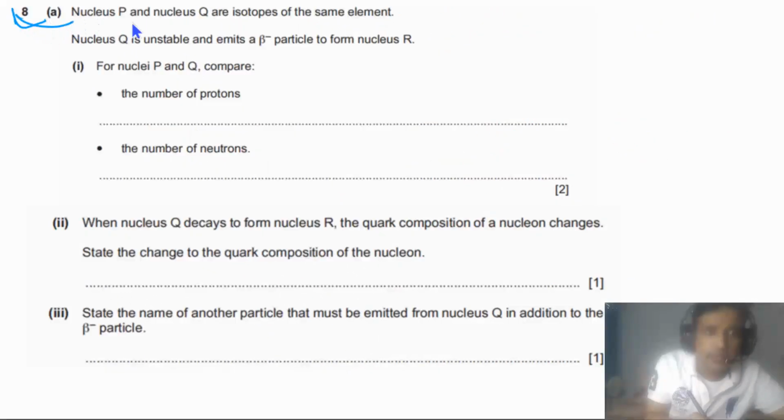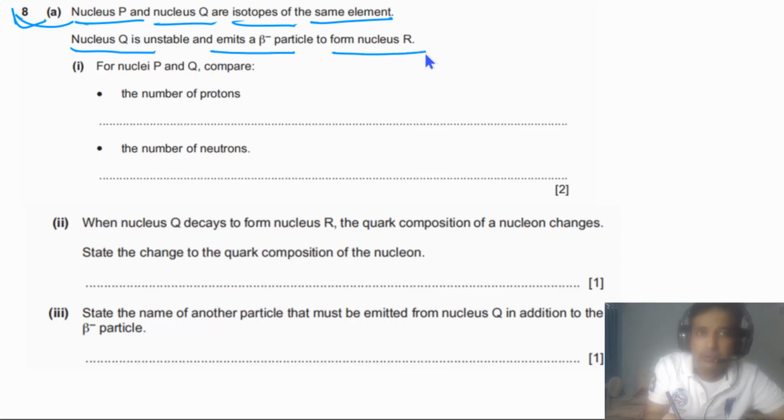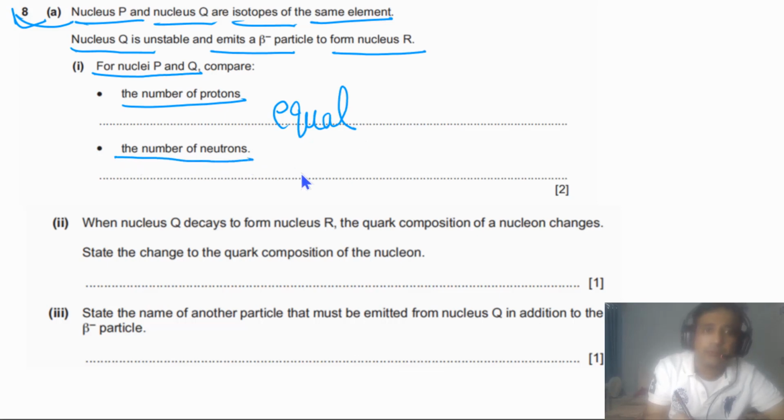Question 8, part A says nucleus P and nucleus Q are isotopes of the same element. Nucleus Q is unstable and emits a beta minus particle to form nucleus R. For nuclei P and Q, compare the number of protons. As P and Q are isotopes of the same element, they should have the same number of protons, or we can say equal number of protons. And they should have different numbers of neutrons, or simply you can say unequal number of neutrons.